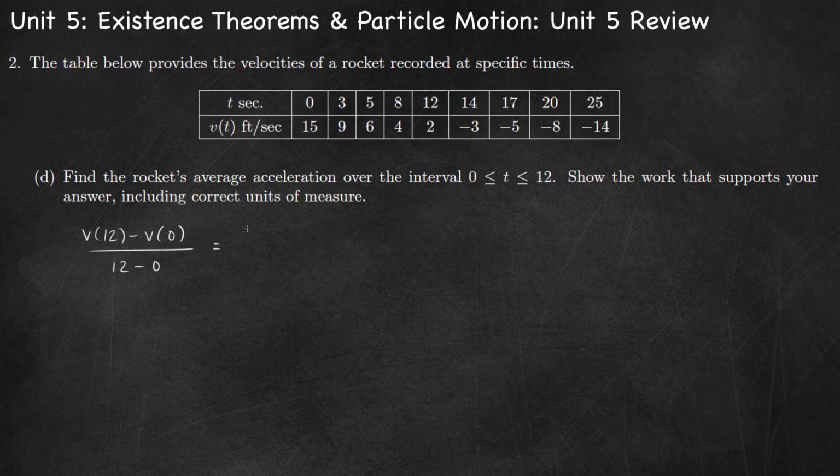V of 12 is 2. V of 0 is 15, and then 12 minus 0 is 12. So we have negative 13 over 12. In my numerator, I have velocity, that's feet per second, and in my denominator, I have seconds, so feet per second over seconds, or feet per second squared.